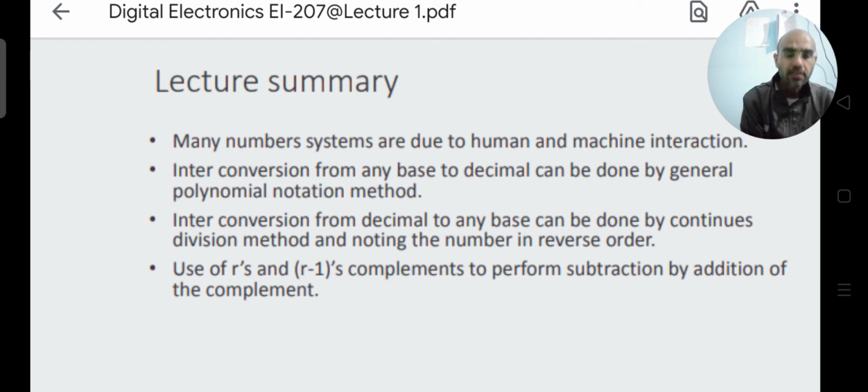Later on, we studied how to convert a decimal number to any other number system with any base. To do that, we have to do continuous division, up till the quotient is less than the base itself. Then, to get the answer, we write the integral part in the reverse order, whereas the fractional part is multiplied with the base, and the integral parts are written not in reverse order, but in the forward order. Then we saw the various complements, the arithmetic operations, and how to use the r's and r minus 1's complement to perform subtraction. This is what we have seen in this lecture.